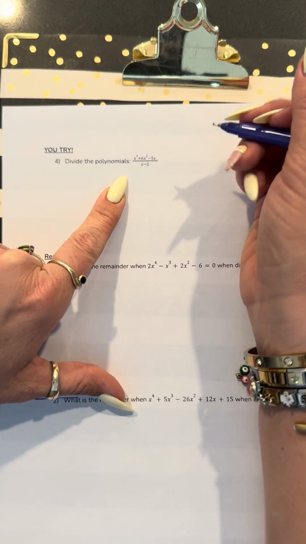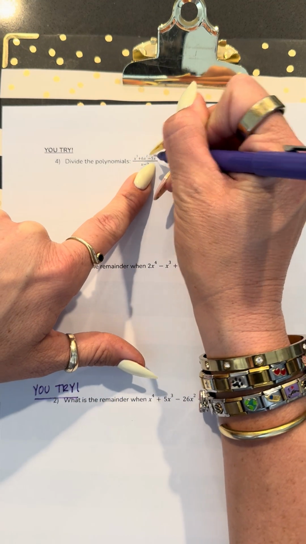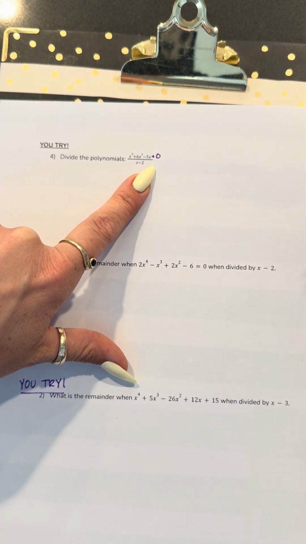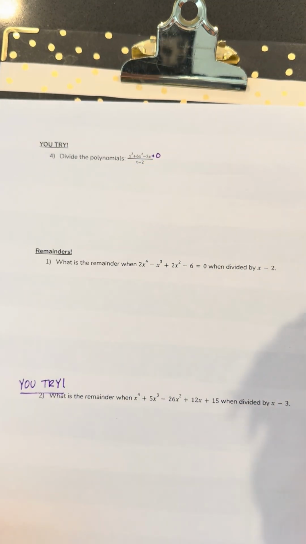Paying attention to the fact that it says x cubed, x squared, minus 5x, I have to add that 0 on the end to have a plain old number. Whenever I skip a term, I have to add it in with a 0.